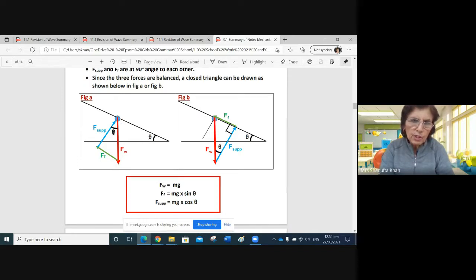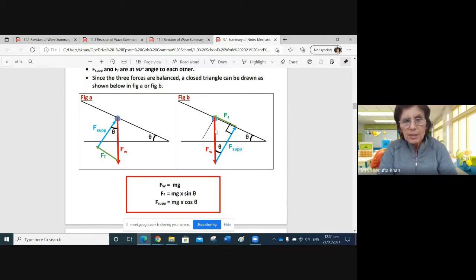So if you know this angle and you know the gravity force, then this will be the opposite side, and the opposite side will be mg, which is the weight force, times sine of theta, and this side will be the adjacent side, and it will be mg times cos theta. So you can use this equation and this diagram to find these two forces if you know them. But quite often they will ask you to draw it first and then calculate it.